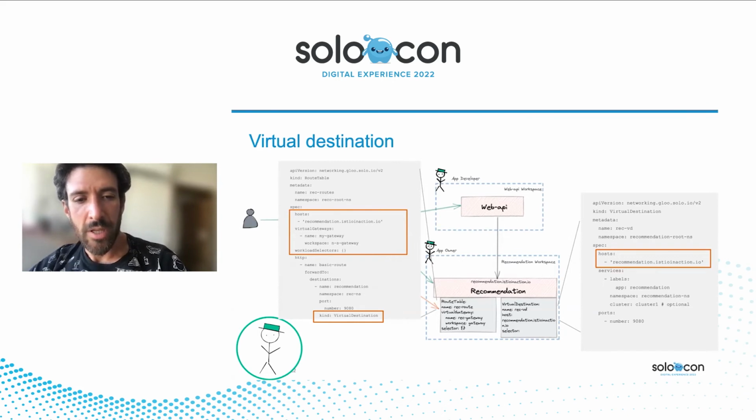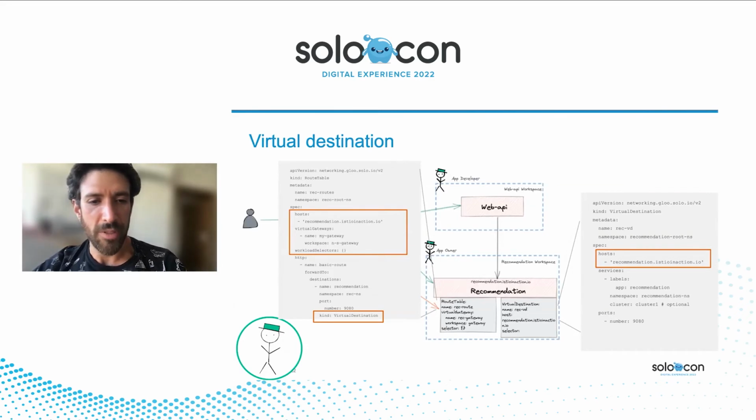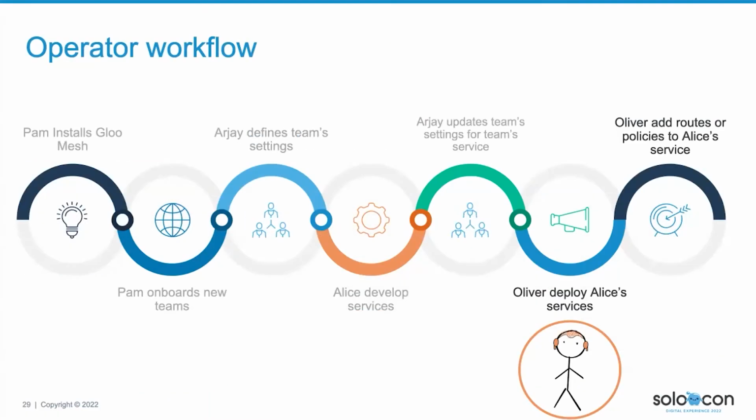And actually, this virtual destination is going to expose this service to multi-cluster traffic. So if you had other clusters in your workspace, they would now be able to reach this recommendation service using this virtual destination. But even if we're only on one cluster, this still allows us to have all of our traffic, whether it's coming from outside the cluster or inside the cluster, use the same host name to reach our recommendation service.